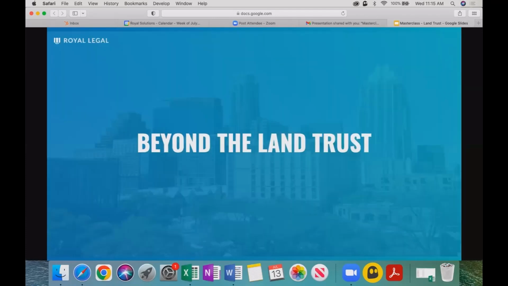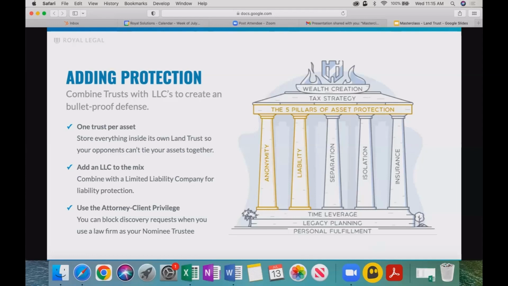So beyond the land trust, this is talking about the larger structure. We'll get into some diagrams here. But when the land trust is paired with an LLC or a Delaware statutory trust, that's when you really get the liability separation, isolation. What it's going to look like, generally speaking, in the trust that Royal Legal creates, you have three parties: a grantor, beneficiary, and trustee. Instead of you being the grantor or the founder of it, instead of you being the beneficiary of it, we're going to make an independent LLC, or possibly a series LLC, or a series of a Delaware statutory trust. We're going to make that the beneficiary and the grantor.